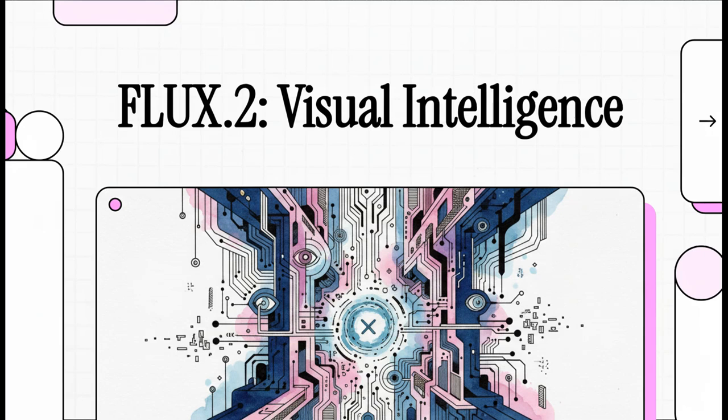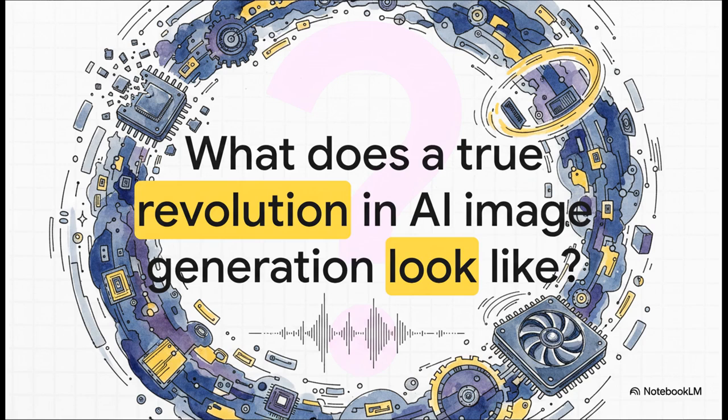So Black Forest Labs, the folks behind one of the biggest AI image models out there, well, they've just dropped FLUX 2. And let me tell you, this is not just another update. People are calling it a total revolution, a whole new era for AI visuals. But what does a revolution in AI image generation even mean?